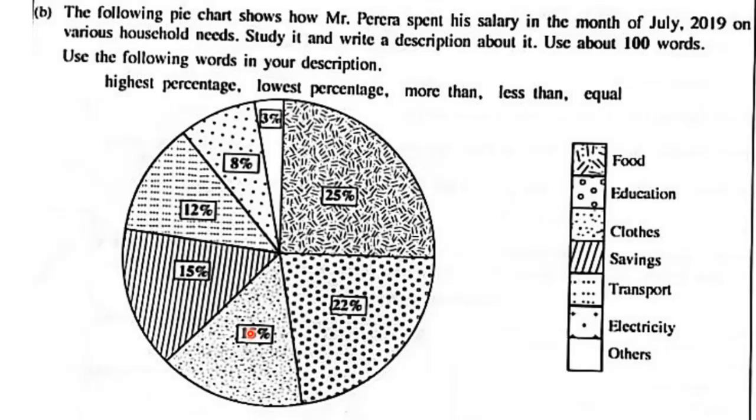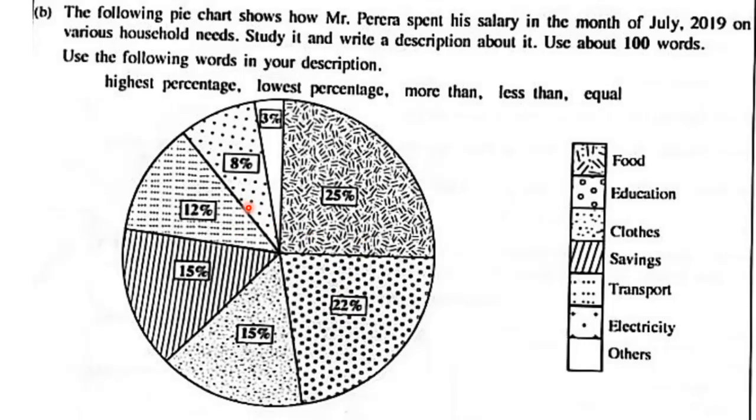Now I'm going to speak about equal amount. So I'm going to say that equal amount of his salary was spent on savings and clothing, which is 15%. Okay, so I have done the highest, the lowest and equal. Now I have only three to cover. So I will say the percentage of salary spent on education is less than what was spent for food. So I have covered this as well.